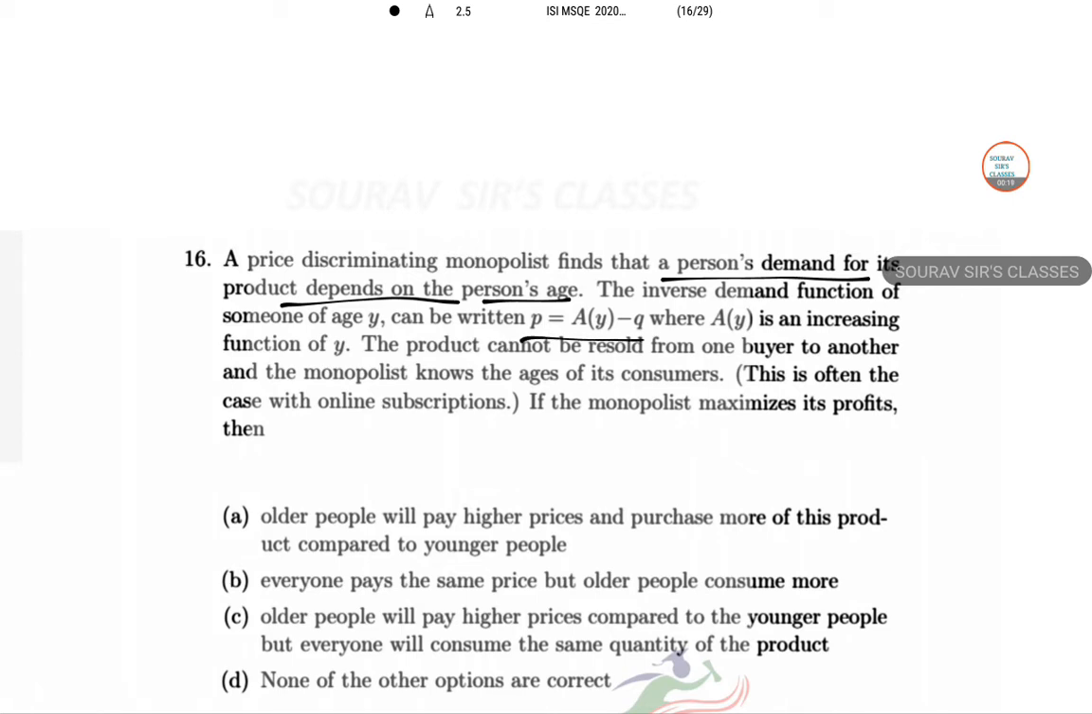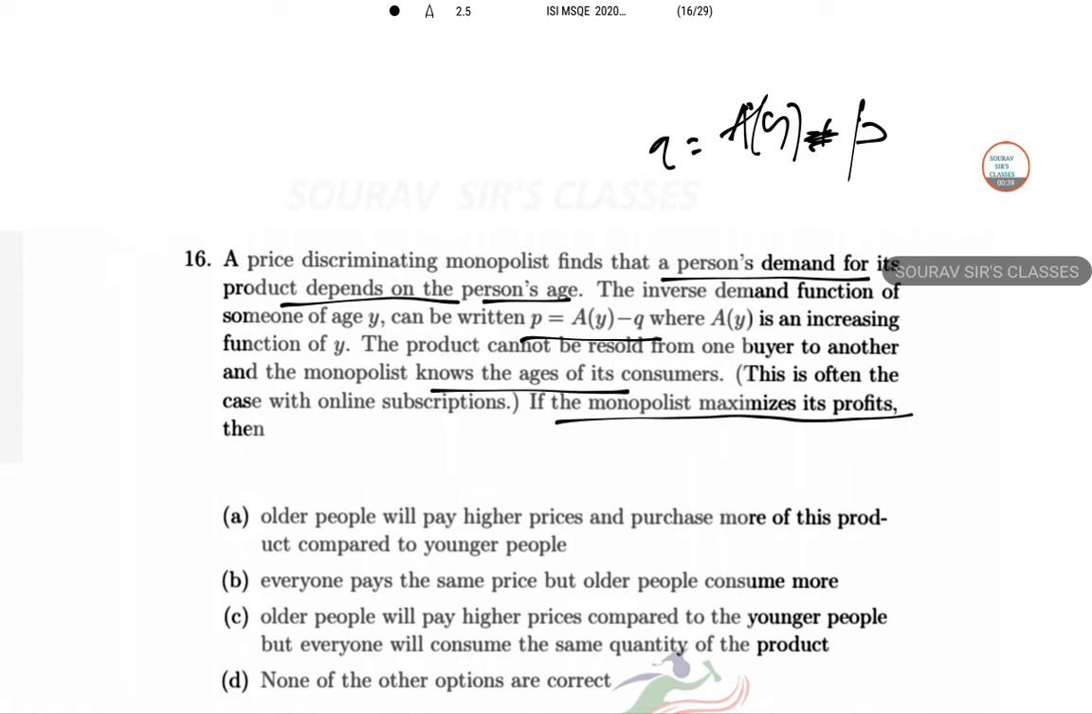The inverse demand function is P equal to A(Y) minus P. So the demand function is P equal to A(Y) minus P. But A(Y) is an increasing function of Y. So the more the age, the more the payment. The product cannot be resold from buyer to any other, and the monopolist knows the age of the consumer.